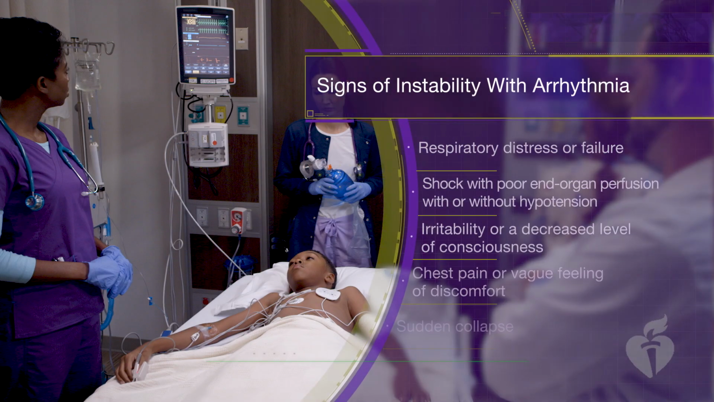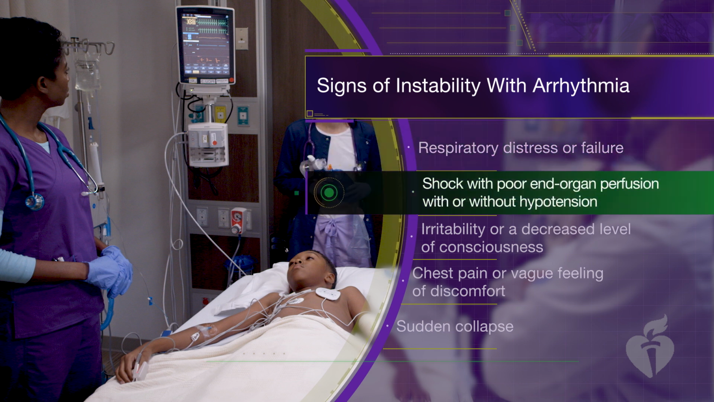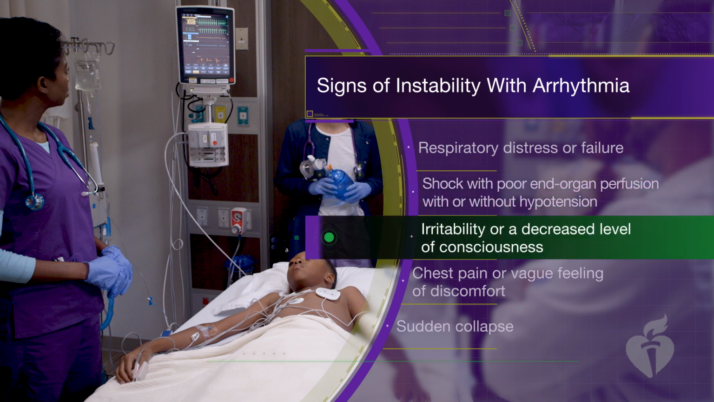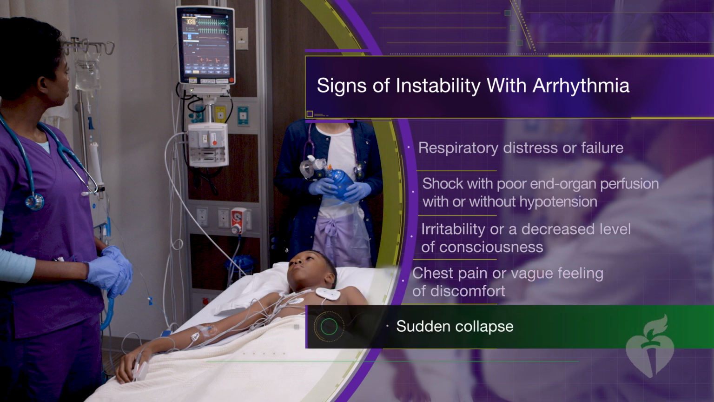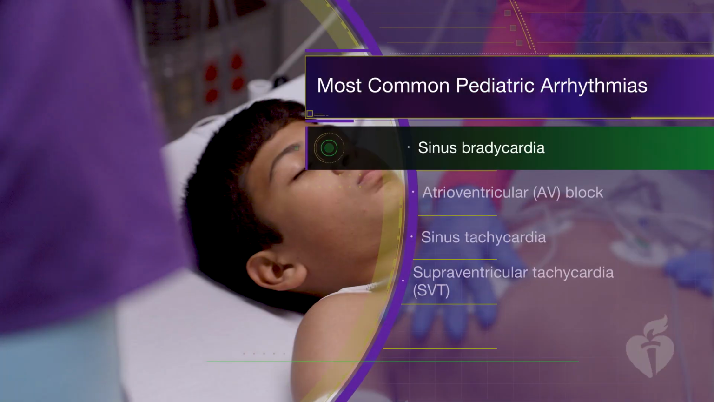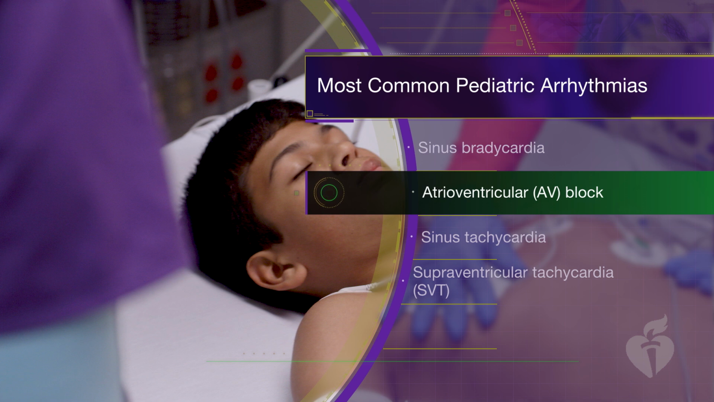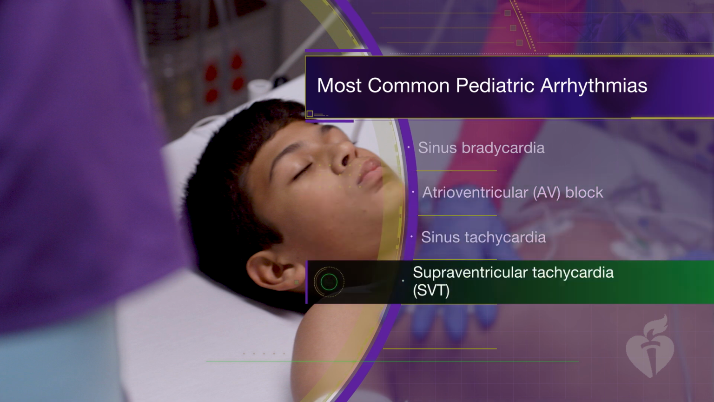The signs of instability in a patient with arrhythmia are respiratory distress or failure, shock with poor end organ perfusion, which may occur with or without hypotension, irritability or a decreased level of consciousness, chest pain or a vague feeling of discomfort in older children, and sudden collapse. The most common pediatric arrhythmias are sinus bradycardia, atrioventricular or AV block, sinus tachycardia, and supraventricular tachycardia.